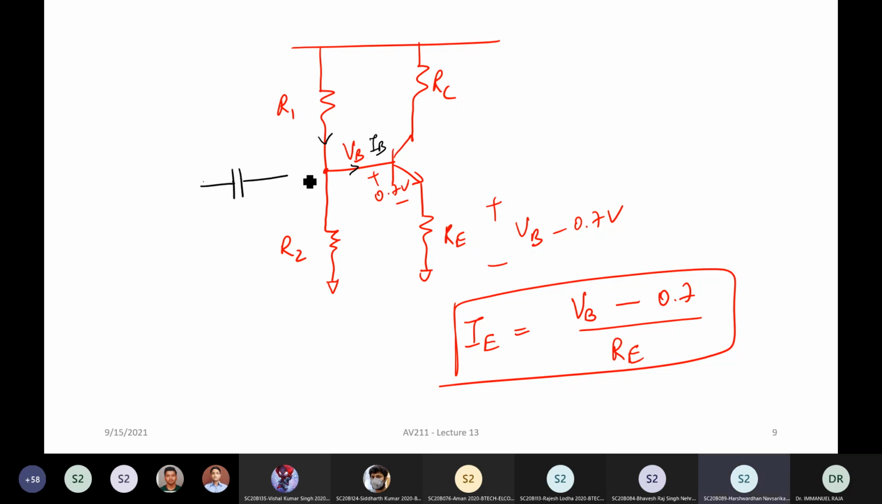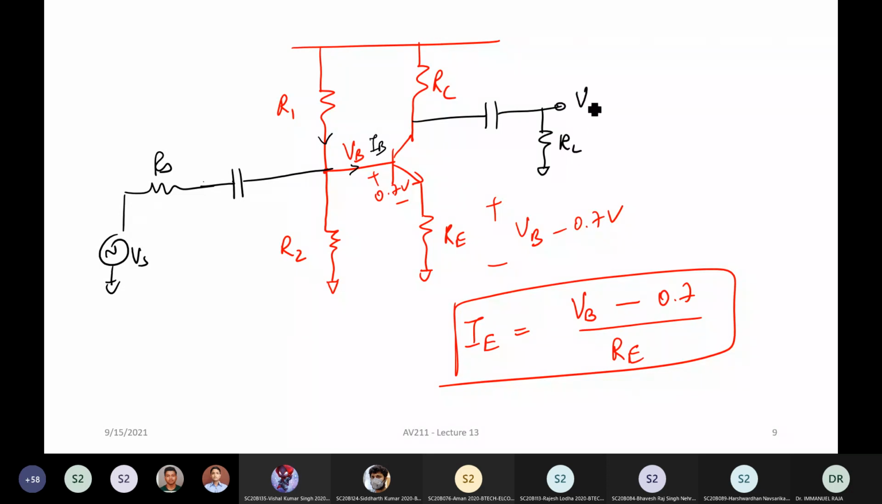So what else do we do? We put a capacitor, RS. Now you have your RL. Now you tell me, without even going into the mathematics of it, we have included one more resistor. Do you think that the gain will remain the same? Whether it will increase or decrease, we will look at it later. But you tell me whether the gain will remain the same.